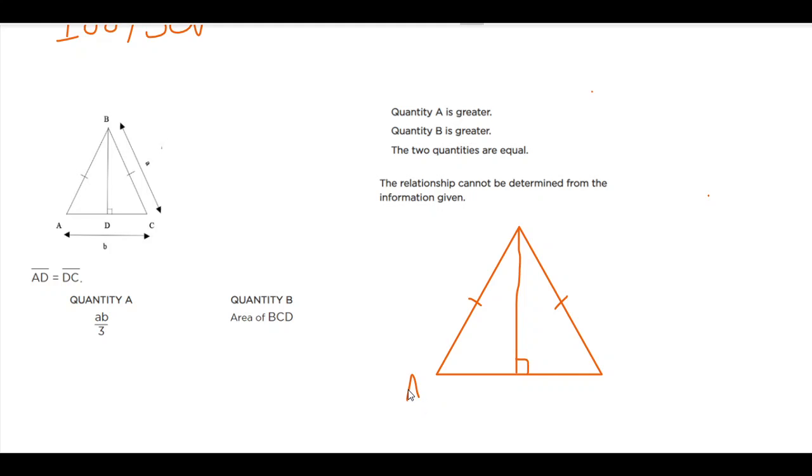Okay. And it has a 90 degree angle, and the question has basically stated that AD is equal to AC. Let's draw it out. A, B, C, and this is D. And he said this and this are equal. And this side is A, and this side is B. Okay? So quantity A is AB over 3 and area of BCD.